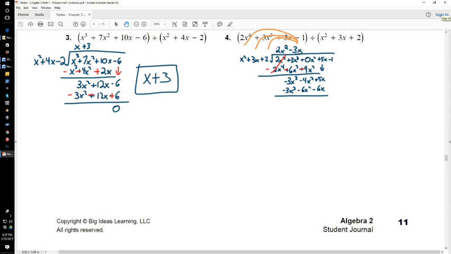Draw your line. Now we're subtracting, so flip your signs. This becomes a positive, this becomes a positive, this becomes a positive. So negative 3 plus 3 is 0, again. Negative 4 plus 6 is 2, so 2x squared. 5 plus 6 is 11, so plus 11x. And then last but not least, bring down your negative 1, which I can already tell you right now, this is not going to come out even. And that's okay.